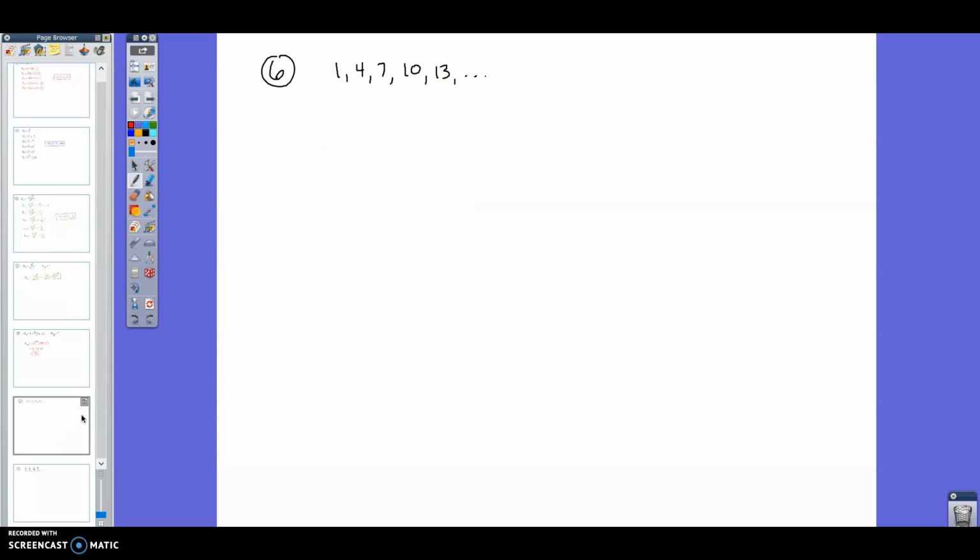Okay, number 6 is asking us to write the rule. So typically, these are our terms. What I'm going to do below it is put the value of n. So this is our first term, second term, third term, fourth term, fifth term. What we're looking for is to write it in some kind of way in relation with n that gives us the answer.